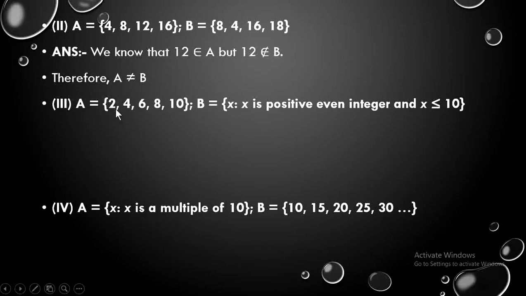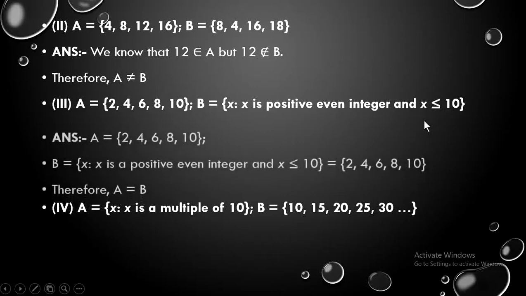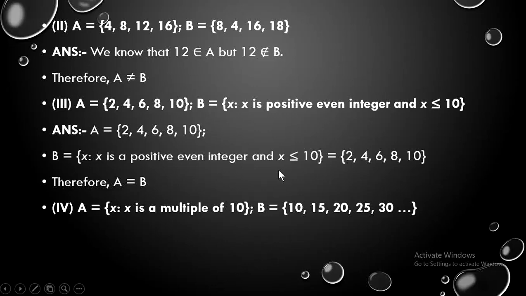Next one says A consists of 2, 4, 6, 8 and 10. B consists of x, such that x is a positive even integer and x is less than or equal to 10. So when you make the set in roster form, positive even integers which are less than or equal to 10, you get the numbers 2, 4, 6, 8 and 10. And here the sets A and B have the same elements. So again A is equal to B.